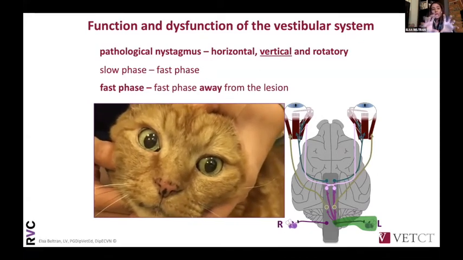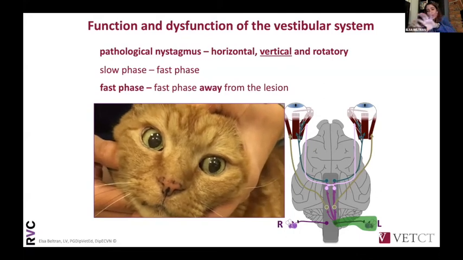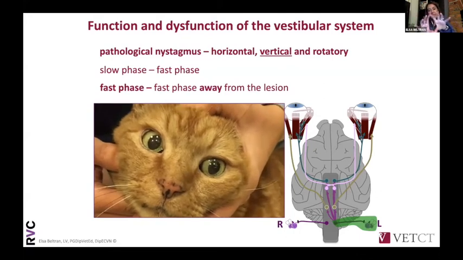So in the end, what you have is an imbalance of the eyeball. So you fall towards the side that doesn't have the electrical input, and then the contralateral side puts it back to the center. So you have a slow phase towards the vestibular dysfunction and a fast phase that comes from the contralateral side that puts it back to the center. And this is the dysfunction of the vestibular system that is manifested by a pathological nystagmus.